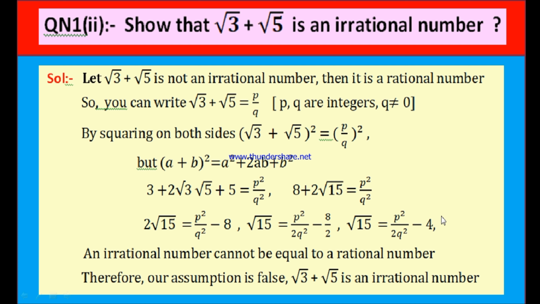Therefore, RHS is a rational number and LHS is square root 15. 15 is not a perfect square, therefore root 15 is an irrational number. Now LHS is an irrational number and RHS is a rational number. Therefore, an irrational number cannot be equal to a rational number. Our assumption is false. What we assumed? We assumed that root 3 plus root 5 is not an irrational number, which is false. Therefore, root 3 plus root 5 is an irrational number.